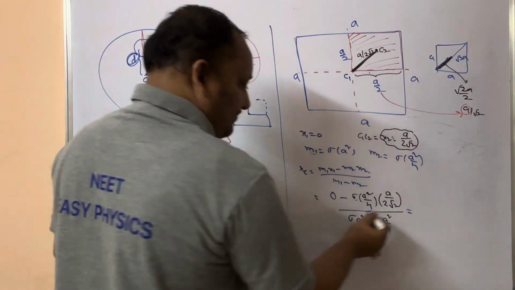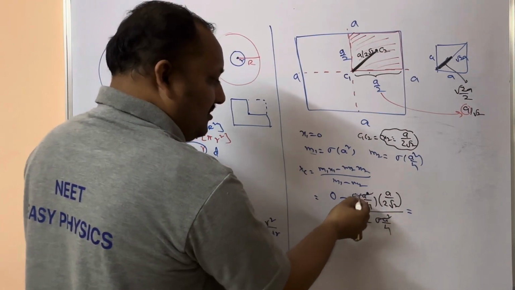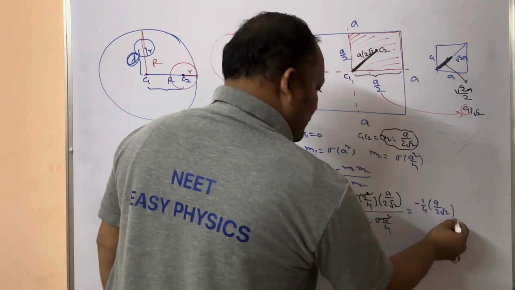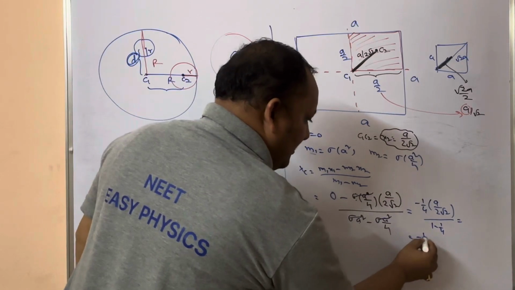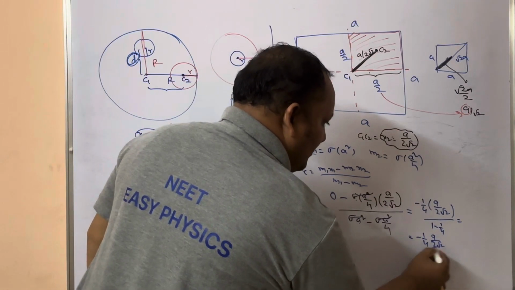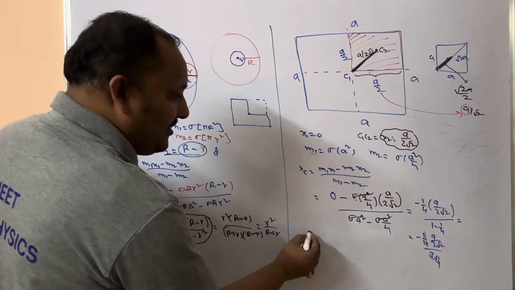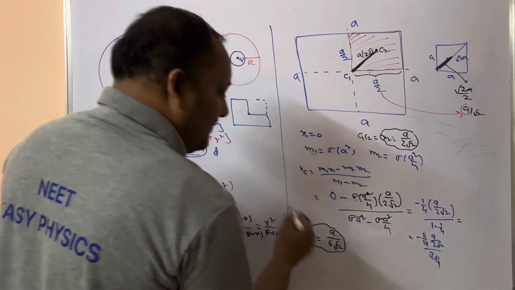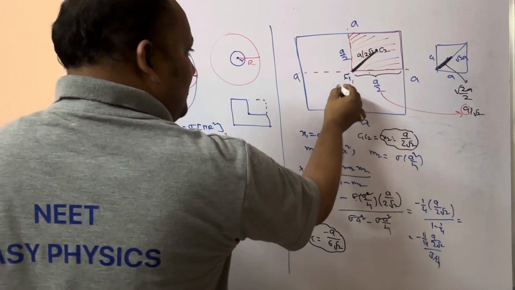If you cancel sigma a square among all those, in the numerator what will be remaining? Minus 1 by 4, a by 2 root 2, divided by 1 minus 1 by 4. 1 minus 1 by 4 is nothing but 3 by 4. Again minus 1 by 4 into a by 2 root 2, by 3 by 4. If you cancel 1 by 4, 1 by 4, the final answer is going to be xc equal to a by 6 root 2, correct? With a negative sign. So 3 2s are 6. A by 6 root 2, it is going to be shifting. How is it shifting? Quite opposite to this.